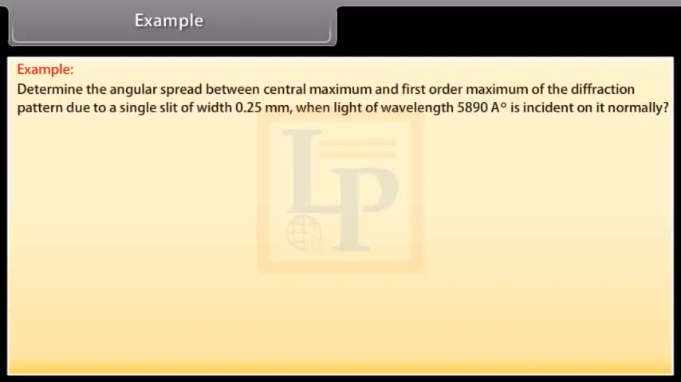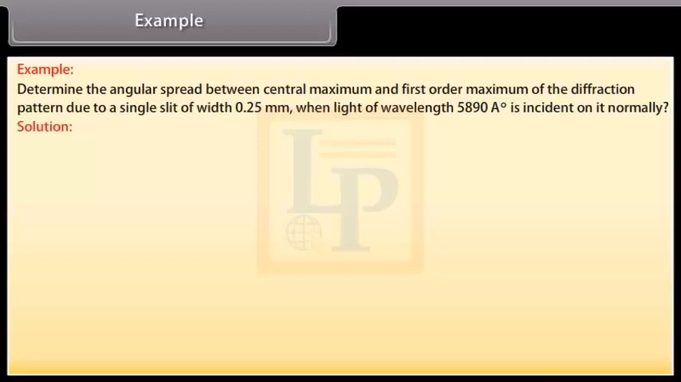Example. Let's take an example on diffraction pattern due to single slit. Determine the angular spread between central maximum and first order maximum of the diffraction pattern due to a single slit of width 0.25 mm when light of wavelength 5890 Angstrom is incident on it normally.